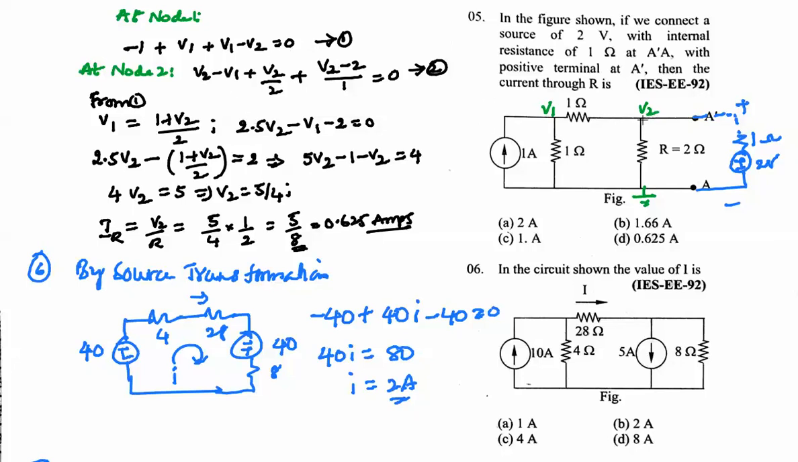At node 2, V2 minus V1 by 1 plus V2 by R, that is V2 by 2, plus V2, and here we have minus 1, so plus sign, so V2 minus 2 divided by 1. By solving these equations, we get the answer as 0.625 amps. So this is the answer here.